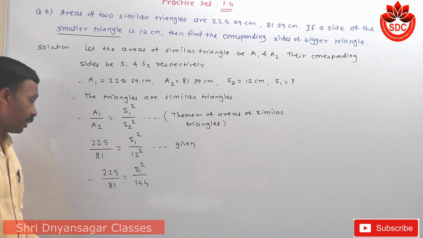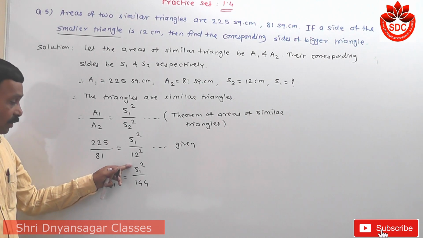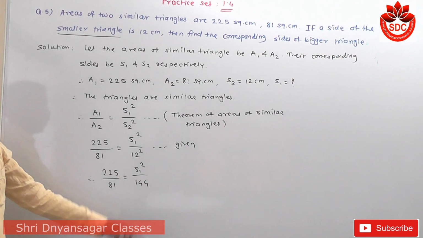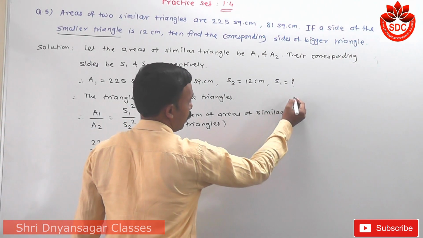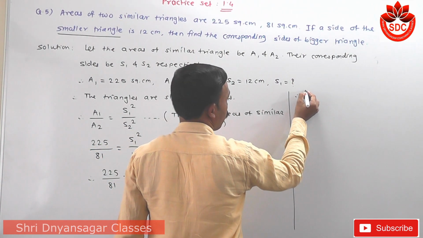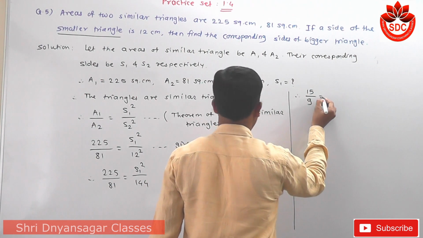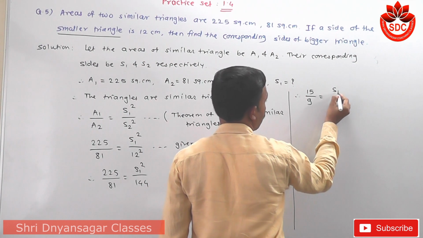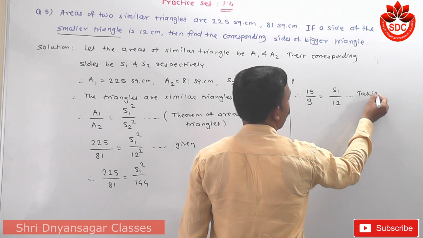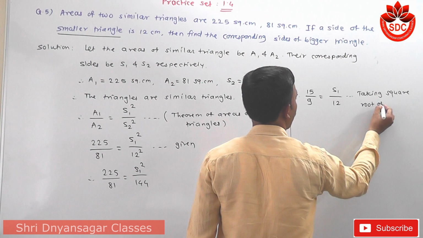Student, when we observe here, this is also the square of one number, this is also the square of one number, this is already S1 square, and this is also the square of one number. So, taking square root of both sides, we get the square of 15, the square of 9, the square of S1, and the square of 12. Here I have to write, taking square root of both sides.